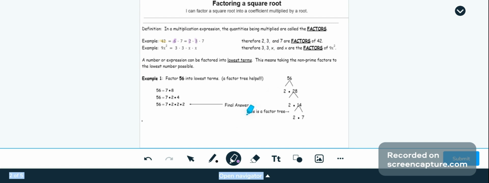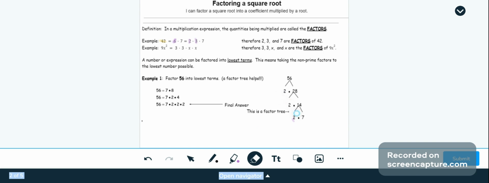Same thing with this 56 here. Some people are really good at division and go, 7 and 8. 8 can be divided by 2 to make 4. 4 is just 2 times 2, so it's 7 times 2 times 2 times 2. Me personally, I like going 56 is even, divided by 2. That's 28. Divide that by 2. That's 14. Divide that by 2. And I get 7.